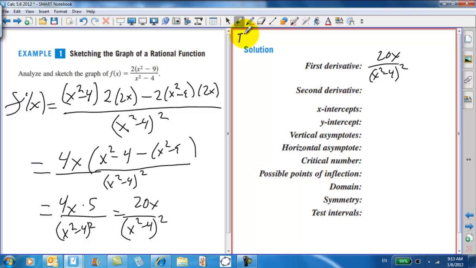TI-89. On the TI-89, to do the second derivative, we can just say d, left parenthesis, left parenthesis x raised to the 2 minus 9 right parenthesis divided by left parenthesis x raised to the 2 minus 4 right parenthesis, comma x, comma 2 to indicate the second derivative. And that should help us come up with the second derivative quickly.